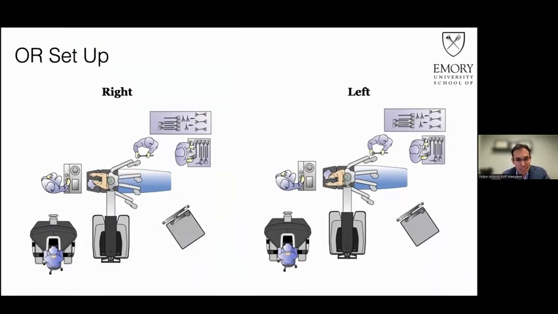So this is our OR setup. We always dock from the right, just because that's the way the robot parks in our ORs, but it doesn't really matter. You can see both right and left, we dock from the right side. The only thing you have to do is set up the robot to the patient's upper abdomen.